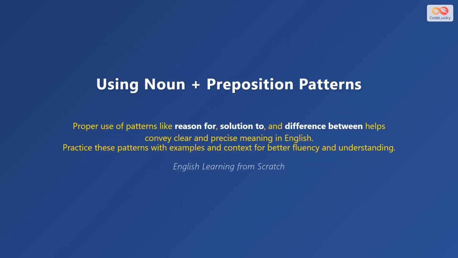Using noun and preposition patterns like reason for, solution to, and difference between makes your English clearer and more precise. Practice these patterns regularly with examples and real situations. Knowing how to connect nouns with the right prepositions will improve your communication and help you express ideas smoothly and correctly.